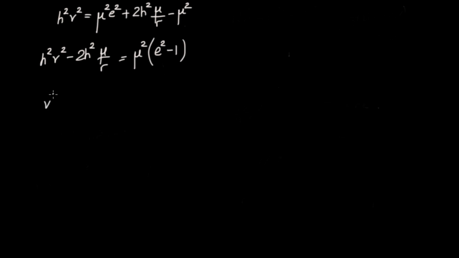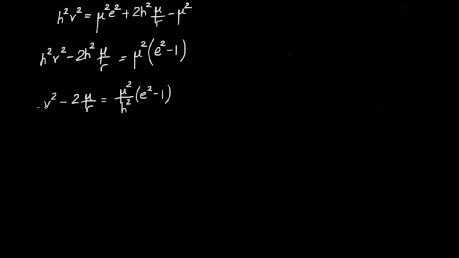So on the left hand side I have this pretty suggestive expression, v squared minus 2 times mu over r is equal to mu squared over h squared times e squared minus 1. Now let's check out this left hand side. This looks pretty familiar. This almost looks like a kinetic energy term. This looks almost like a potential energy term, except it's actually 2 times that.